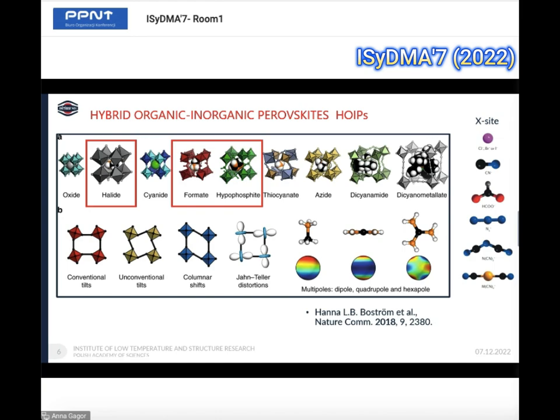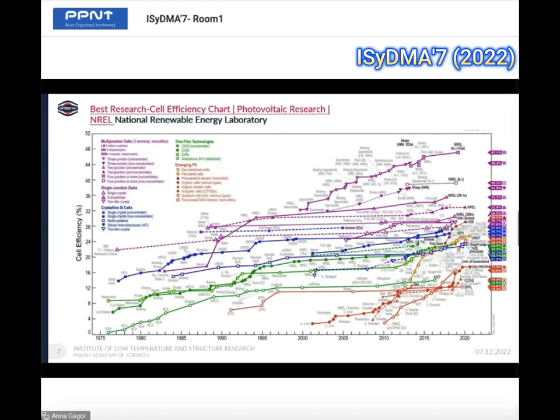Here, I would like to focus on three types of hybrid organic-inorganic materials: halides, formates, and hypophosphites, and a small amine, methyl hydrazinium. I will put methyl hydrazinium into these three types of inorganic substructures. So I'll start with halides.